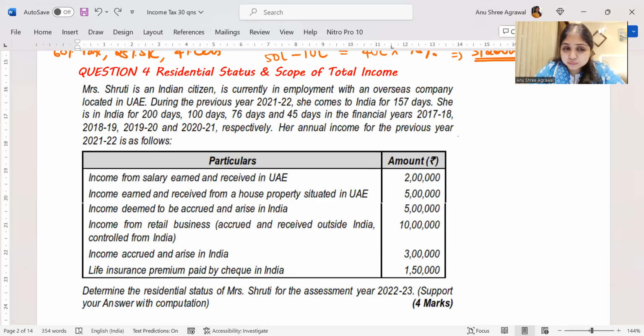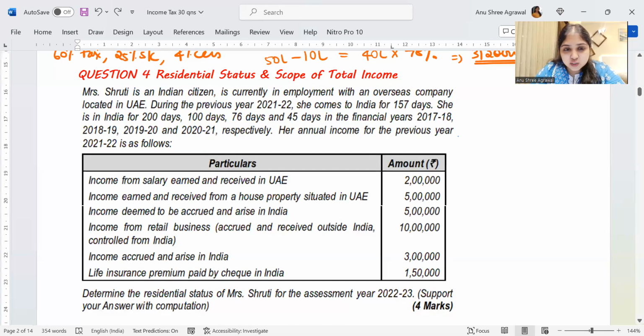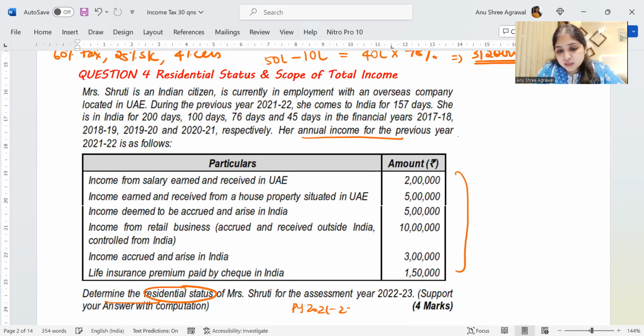All right, look at this now. Mrs. Shruti is an Indian citizen and she's currently in employment with an overseas company in UAE. Every word important. Indian citizen, she is in employment with an overseas company in UAE. During the previous year 21-22, she comes to India for 157 days. She is in India for 200 days, 100 days, 76 days, 45 days in the financial years 17-18, 18-19, 19-20 and 2021 respectively. Her annual income for 21-22 they have given to us. Determine the residential status of Mrs. Shruti for assessment year 22-23. So previous year 21-22, assessment year 22-23, that is what this question is about.